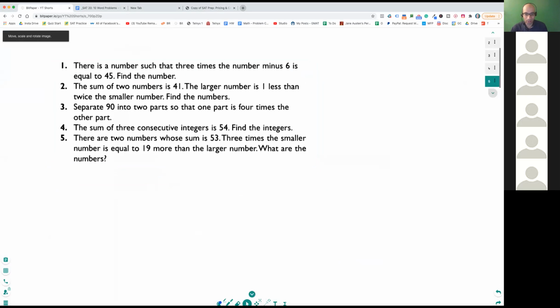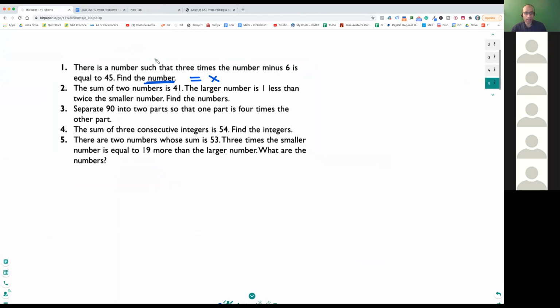Okay, so let's see what's going on here. There's a number such that 3 times the number, and all of this is written over here, right? They're asking to find the number. So let the number be equal to x. That's important. Now 3 times this number, 3 times the x, right? You're translating the English to math. 3 times x gives you 3x minus 6, and then you just replace it with equal to 45, right?